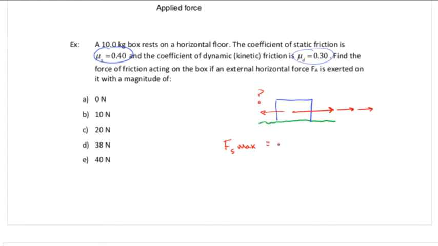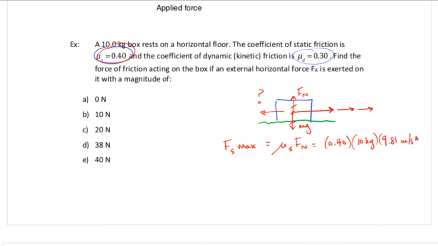So Fs max is going to be, just use the equality from the formula above. I'm going to write normal force instead of reaction force, but it's the same thing. That's going to be equal to 0.40, that's what we're given right here, multiplied by the normal force. And in this case, the object is on a level, and we've got the weight operating downwards, mg, and the normal force must be equal and opposite to the weight because the object is not accelerating in the vertical dimension. Therefore, the magnitude is the same as the weight, which is going to be 10 kilograms, the mass, multiplied by 9.81 meters per second squared.